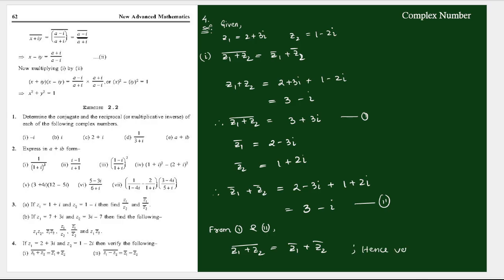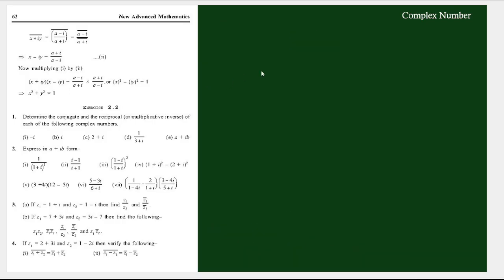Hence verified. Same. Let's proceed to number 2: z1 minus z2 bar, z1 bar minus z2 bar. Same step we proceed.